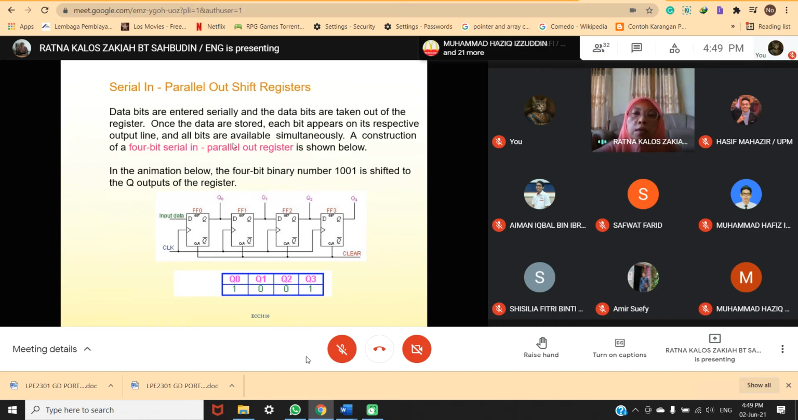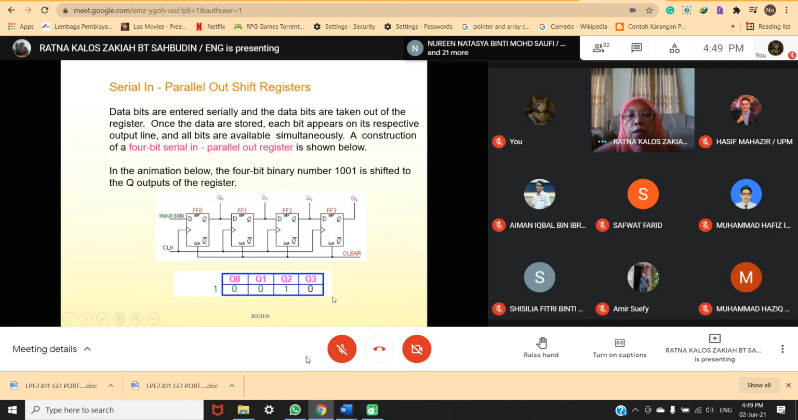You can see the diagram here. In the animation below, the 4-bit binary number 1001 is shifted to the Q output of the register. This is 4-bit, that's why you have 4 flip-flops here. Now look at the bottom, the animation here.